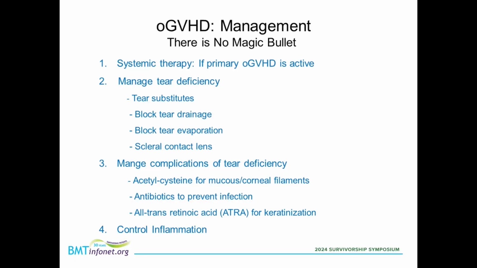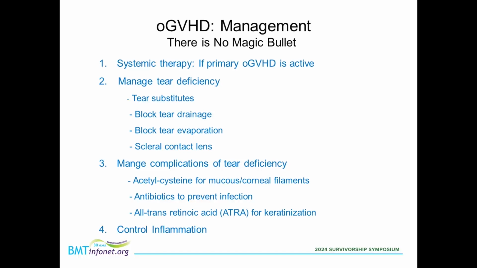We talked about corneal filaments and mucus. We can break that up with a topical drop of acetylcysteine. These have to be made up in pharmacies, specially prepared. They're not commercially available, but certainly in some patients we find this can be very helpful for breaking up mucus and breaking up corneal filaments.